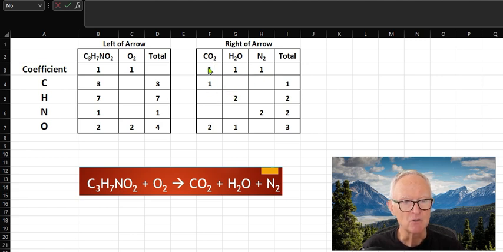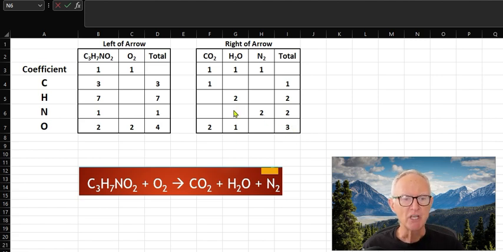To the right of the arrow, again, I've got 1 as the coefficient. So in CO2, if there's just 1 CO2 molecule, there's just 1 carbon, but there are 2 oxygens. In water, if there's just 1 water molecule, there are 2 hydrogens and 1 oxygen. And similarly with nitrogen, there are 2 nitrogens. And you can see the totals on the right side of the arrow. So we want to make these totals the same as one another.